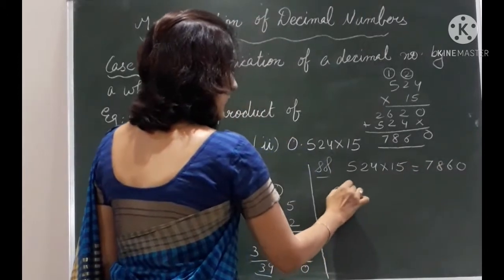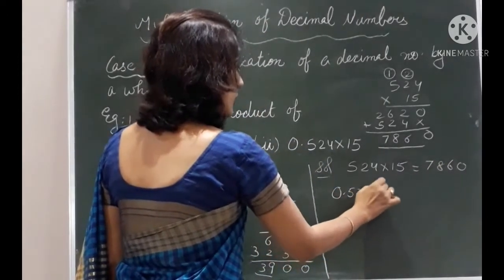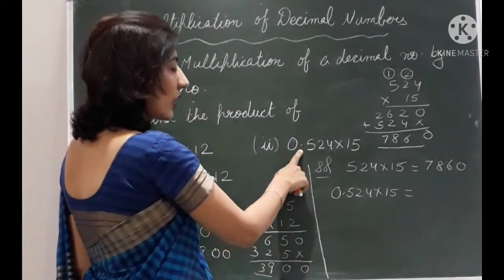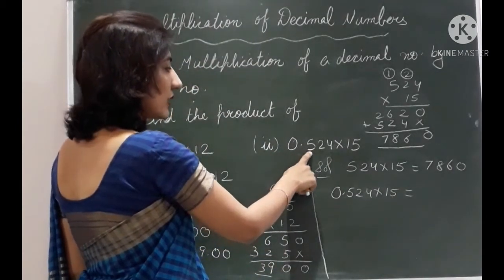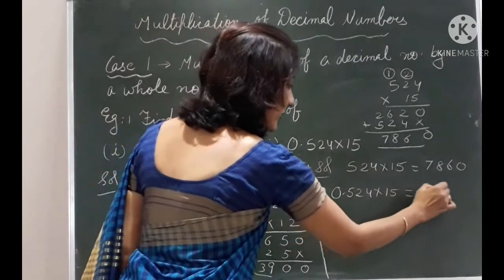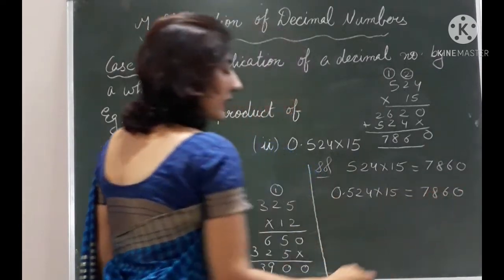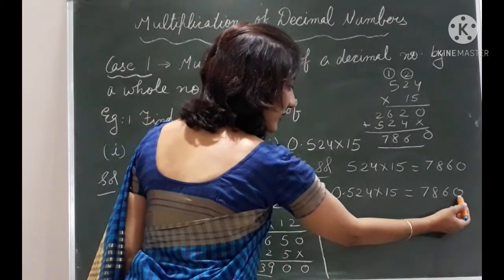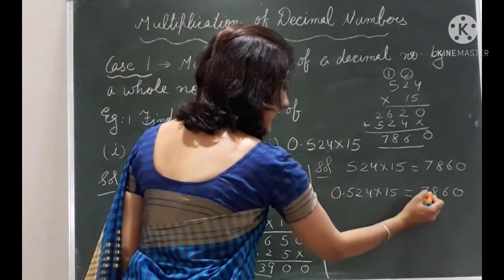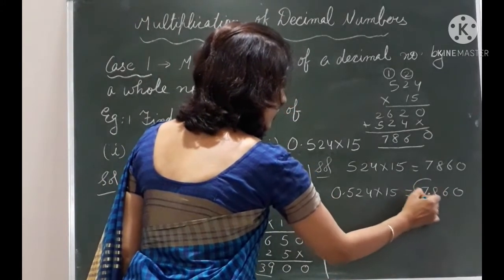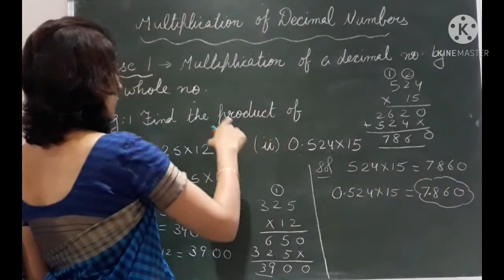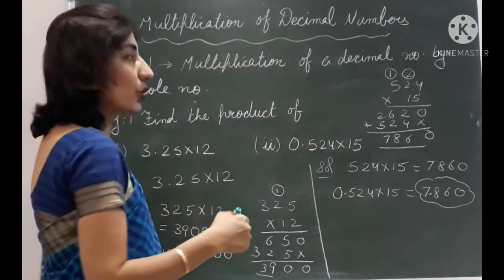You got 7860. Now 0.524 into 15 will be equal to, after the decimal you count how many digits are there: 1, 2, 3. So in this number 7860, starting from the right hand side I will leave 3 digits, 1, 2, 3, and I put a decimal. So this is the answer. So this way I can do the multiplication of a decimal number by a whole number.